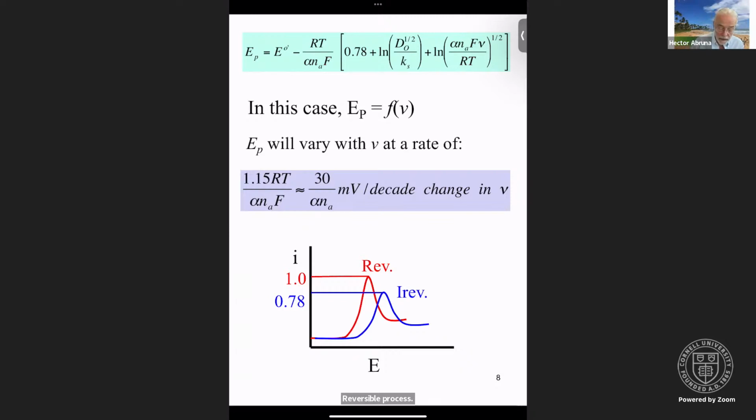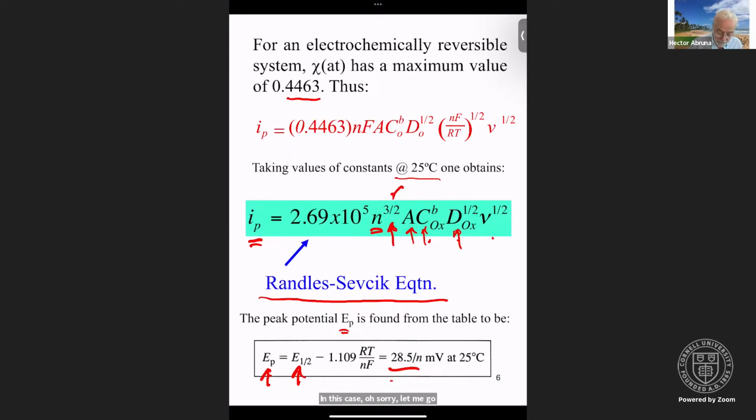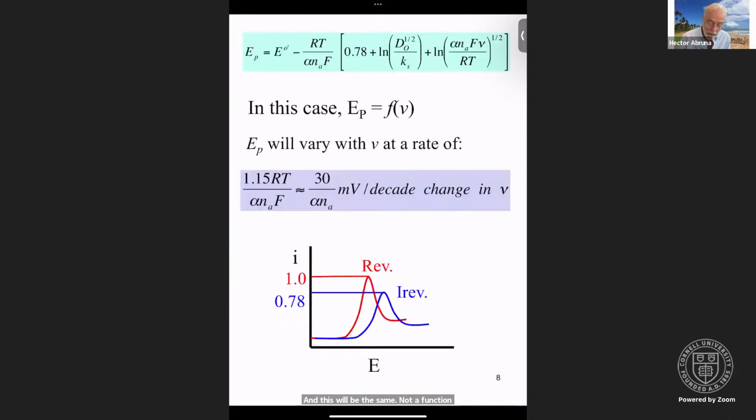In this case, let me go back to one. Something I forgot to mention, in the Randles-Sevcik equation, this expression gives you the E1/2, the peak potential that is independent of the sweep rate, right? It's just 1.109 RT over nF. And this will be the same, not a function of sweep rate. And I mentioned that because now, in the case of an irreversible process, the E peak is sweep rate dependent, right?